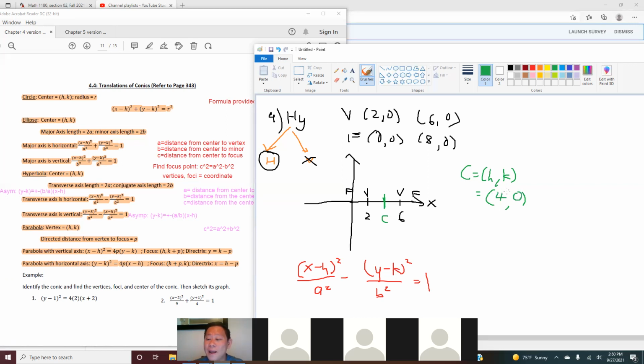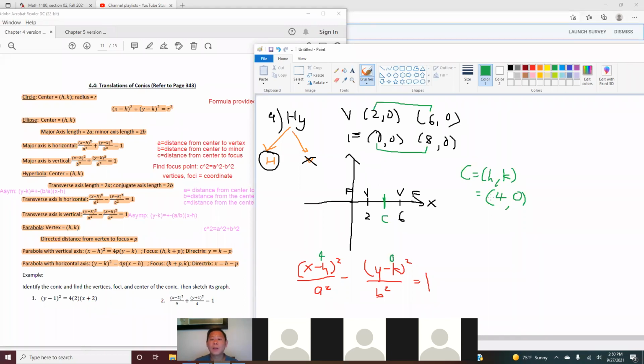So does anyone know how we get 4, 0 here? It is the midpoint of the vertices or the midpoint of your foci, which means you add them up and divide by 2. So no matter which one you use, add up and divide by 2, you still get 4, 0. So that means our h is 4 and our k is 0.